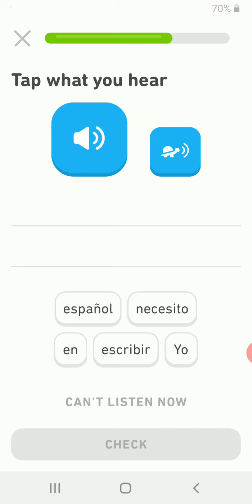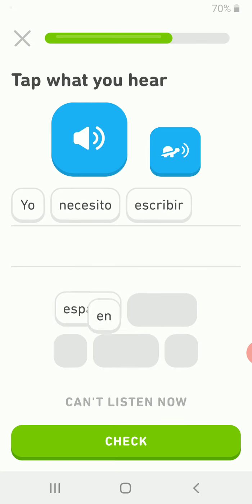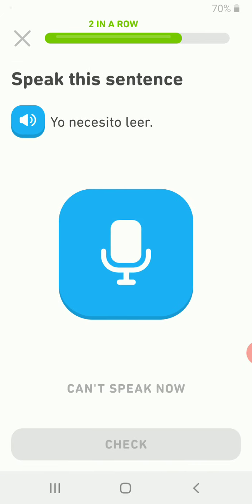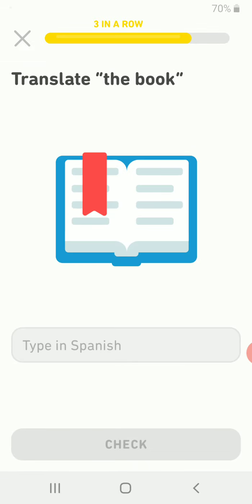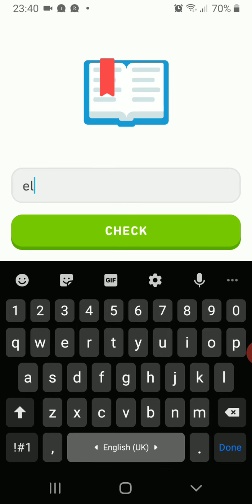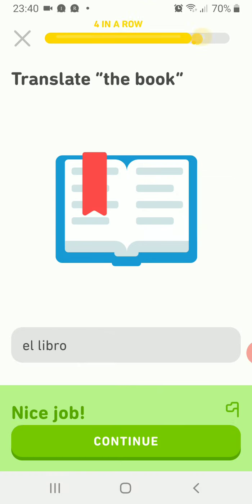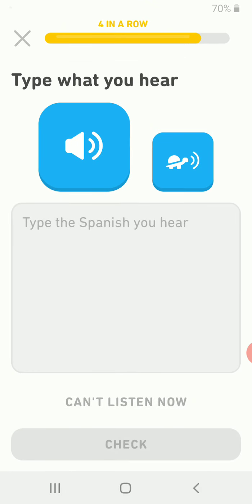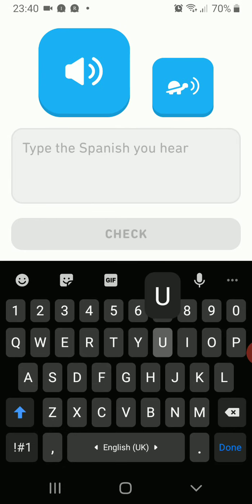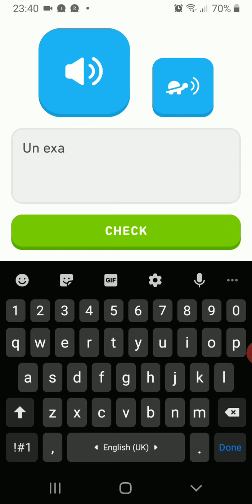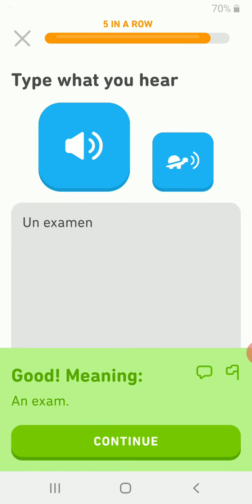Yo necesito escribir en español. Yo necesito escribir en español. Sí. Yo necesito leer. Here you go. So I need to read. And how do you say the book, not a book? Un libro is a book, but el libro is the book. This is definite article and indefinite article. Libro. It's not libre. Libre means free. Un examen. I'm not sure if it's written like this. Un examen. So an exam.